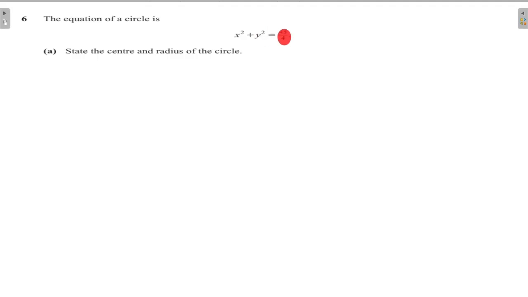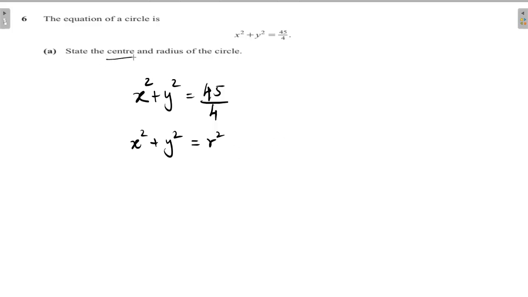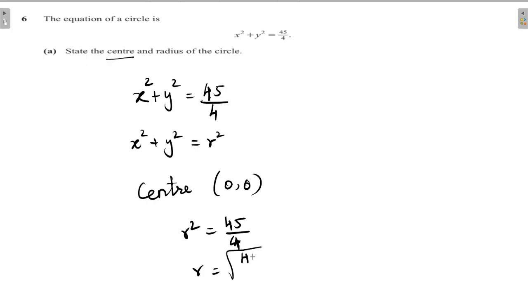The equation of the circle is x square plus y square equal to 45 by 4. This is in the form of x square plus y square equal to r square. So here the center of the circle is at the origin, that is (0, 0), and r square is equal to 45 by 4. So r is equal to the square root of 45 by 4. Let's take only the positive value.